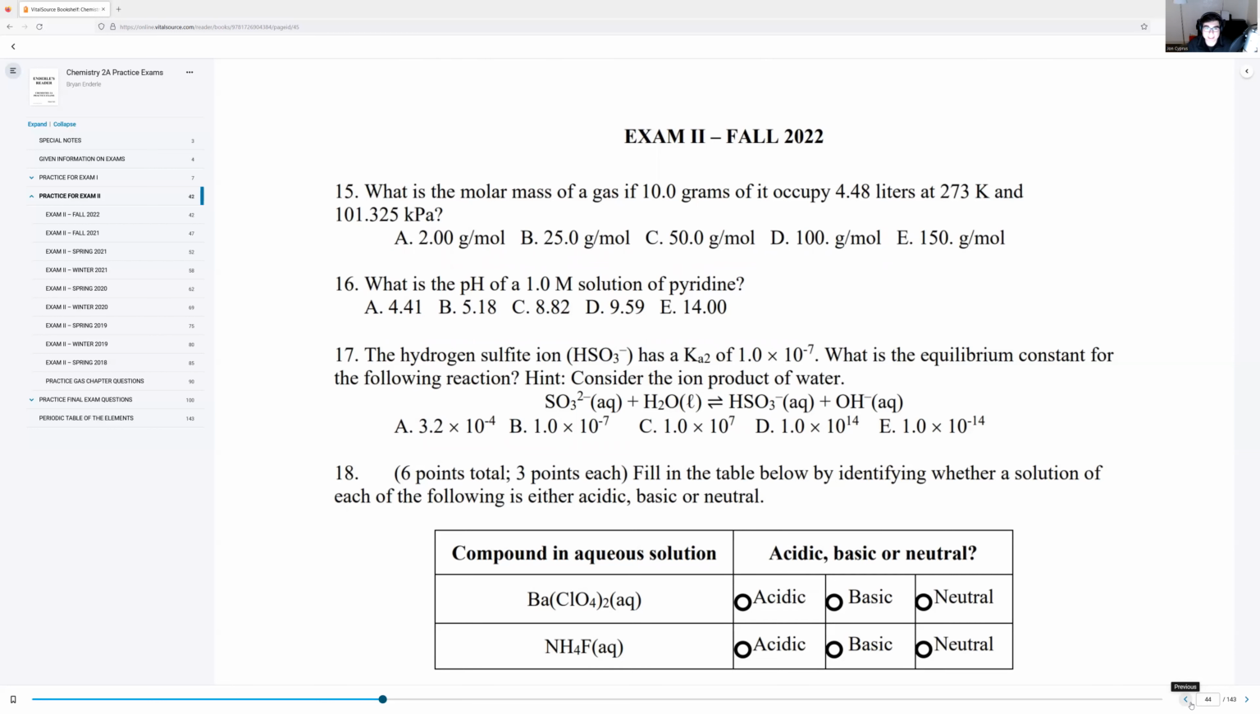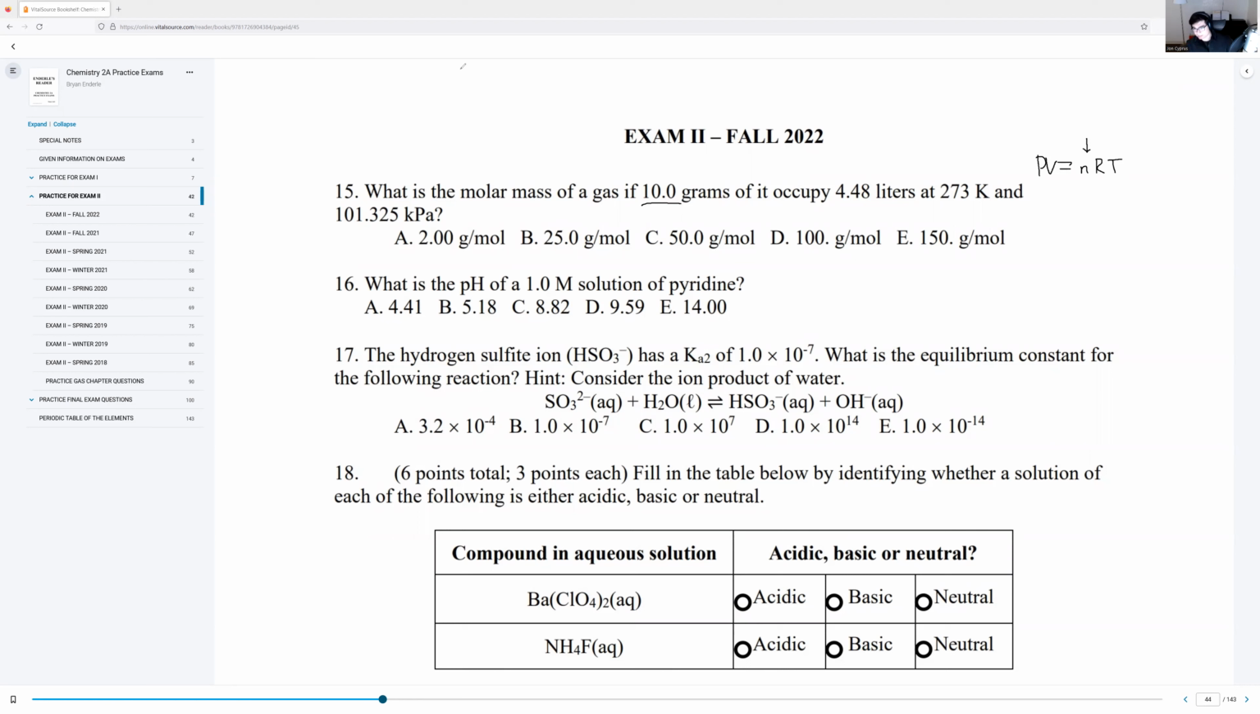15, it says, what is the molar mass of a gas if 10 grams of it occupy 4.48 liters at 273 Kelvin and 101.325 kilopascals? Where's my mouse? There it is. So all right, what we're going to do here is use PV equals nRT. Why are we using this? Because we're able to relate moles to molar mass, and we have the grams.